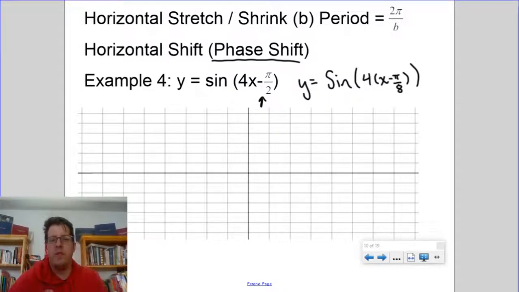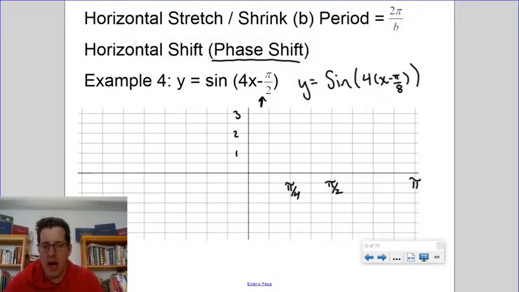So what this function means in comparison to the parent function is that it is 1/4 as wide. It's compressed, and it is shifted pi over 8 to the right. Pi over 8, which is half of pi over 4. So I'm going to set up my intervals slightly differently. Because of the changed period, I only went to pi instead of going to 2 pi. That allows me to have each one of my spaces be pi over 8, which is nice because the function is moved pi over 8 to the right from the parent function.